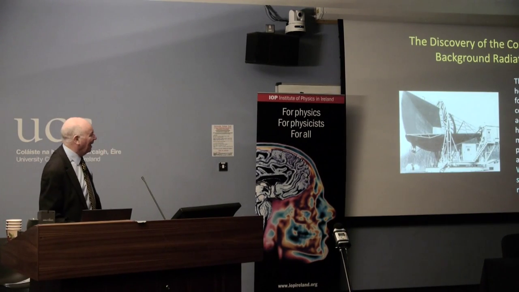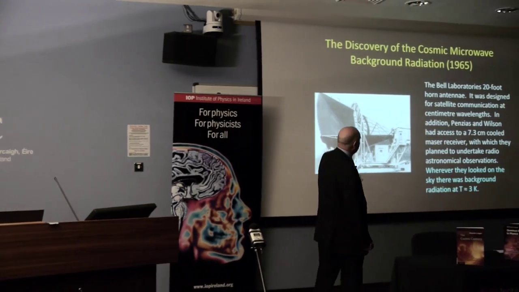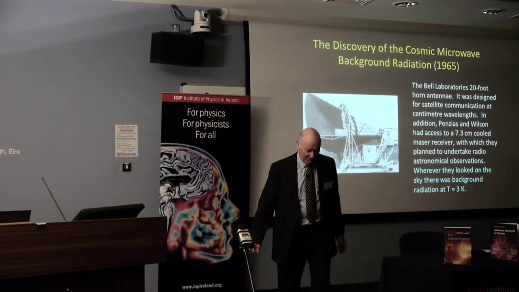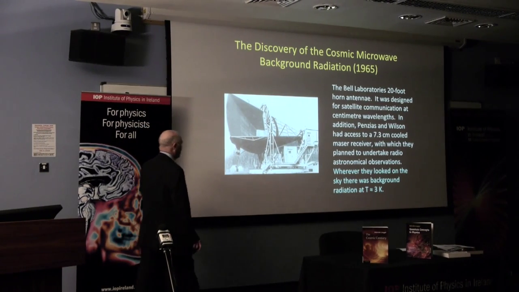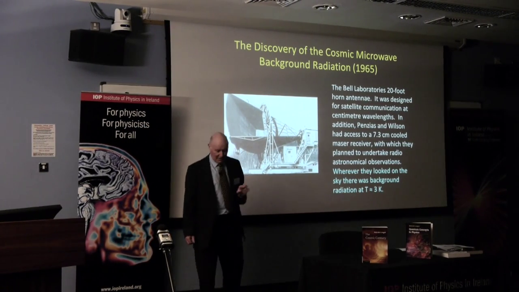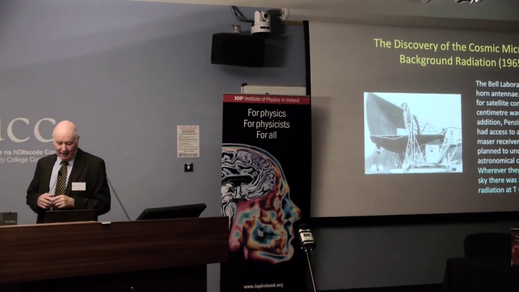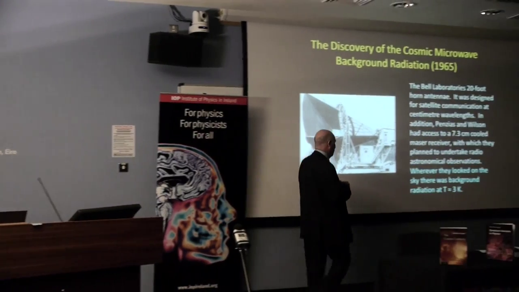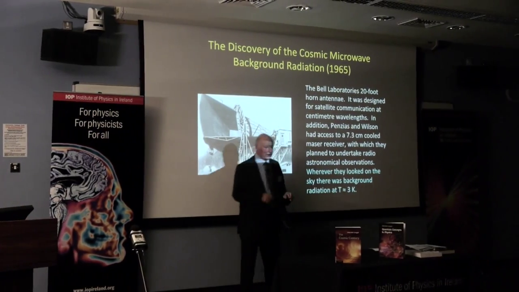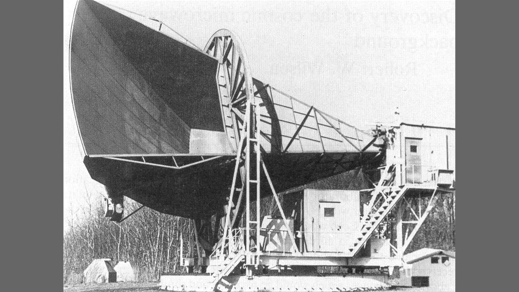Then in 1965, the great discovery of the cosmic microwave background took place. And this was, again, one of these accidental discoveries. Penzias and Wilson were not looking for this radiation. They were simply calibrating their horn antenna in order to be able to do molecular line astronomy. But what they discovered was that wherever they looked on the sky, there was background radiation with a temperature of about 3 degrees Kelvin. And that was the discovery of the cosmic microwave background radiation.